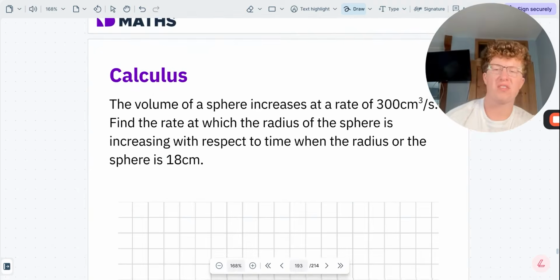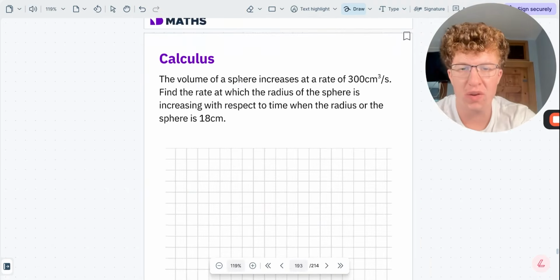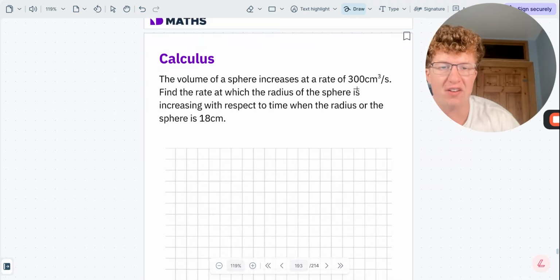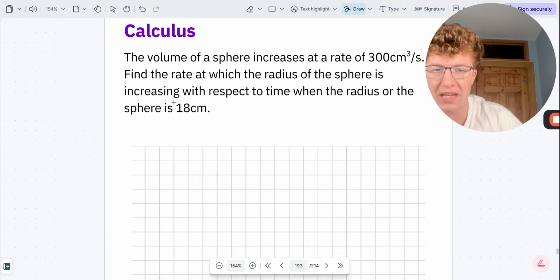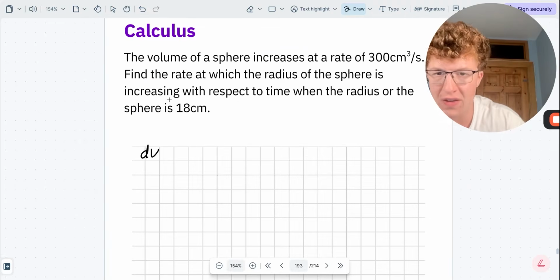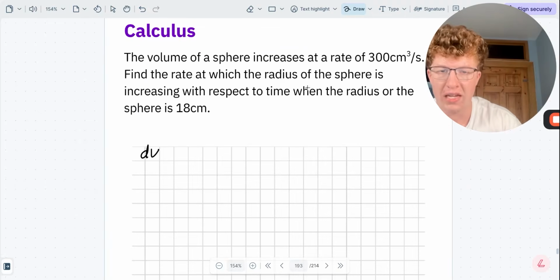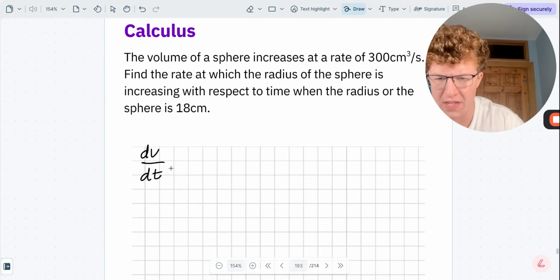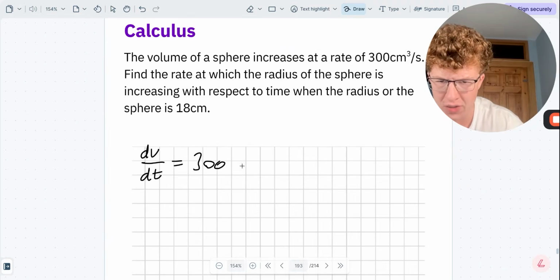Boom, done. This question here is a rate equation. We have the volume of a sphere increases at a rate of 300 centimeters cubed per second. So immediately, I'm going to write dV, volume, and then it's per second. So we know dV/dt is equal to 300 centimeters cubed per second.